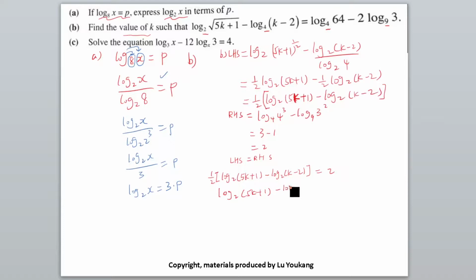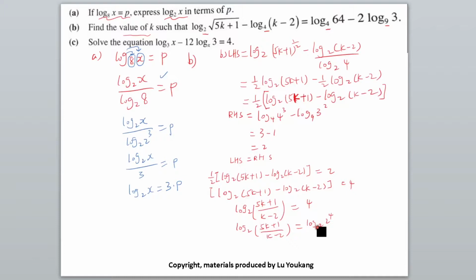So over here, I can times 2 throughout on the left and the right, so I get 4 on my right. And now I can simplify it further, because log 2 bracket 5k plus 1 minus log 2 bracket k minus 2 equals to log 2 bracket 5k plus 1 over k minus 2 bracket equals to 4. So now my job is so much easier right now.